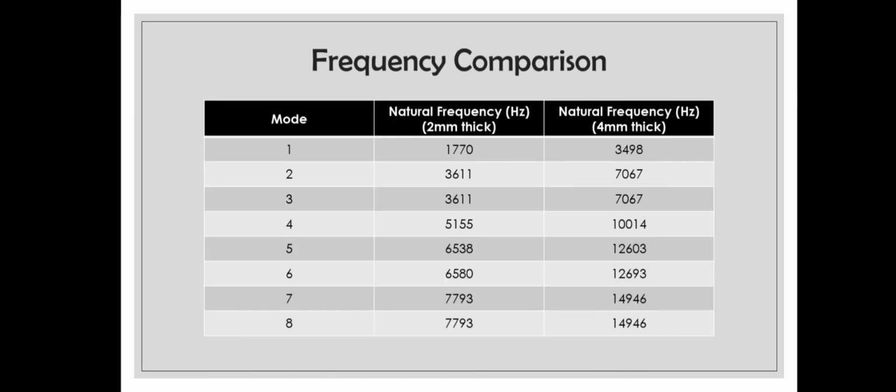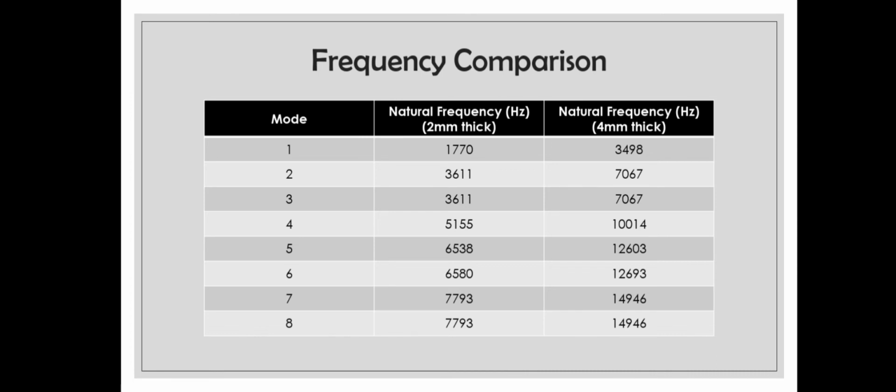Now let's compare the natural frequencies of the 2 mm thick plate and the 4 mm thick plate. As you can see here, we have changed the structural property, which means we have increased the thickness of the plate, and we should expect a change in the natural frequency, which we see. Another important thing to note is that we have doubled the thickness of the plate, and for some reason the natural frequency is also almost doubled, as you can observe here. So we know that the natural frequencies have changed.